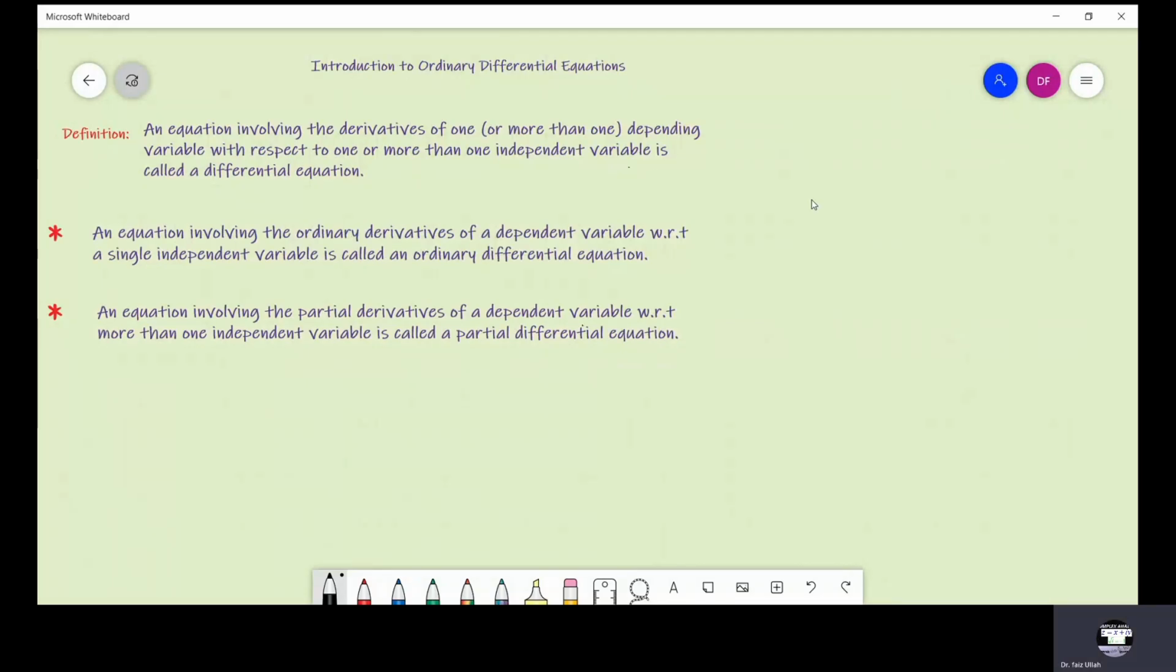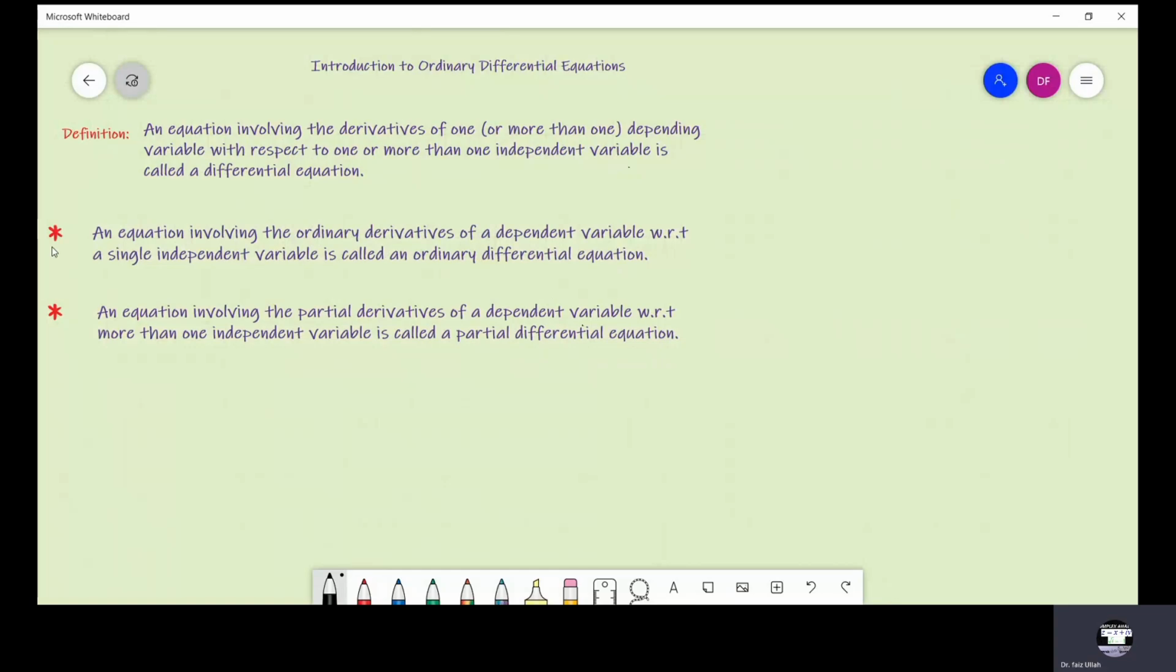Let us see the definition of a differential equation. We say that an equation containing the derivatives of dependent variable with respect to one or more than one independent variable is called a differential equation. There are two types of differential equations: ordinary differential equations and partial differential equations.